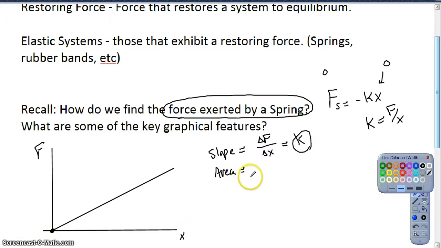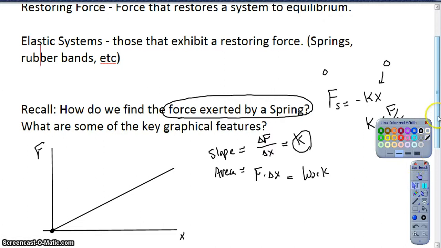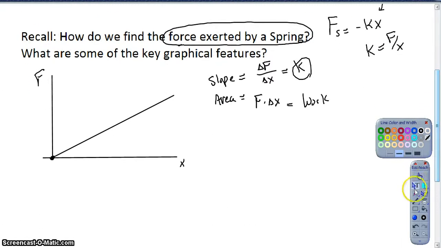What about the area underneath the curve? Well, what does force times distance represent? Force times distance is the work done, right? Which we'll look at a little bit more later in this chapter. But anyway, those are the first two questions I do want you to be thinking about. So the slope is the spring constant, the area is the work done by the spring, or the energy stored in the spring. Right? So those are things to make sure you're pretty comfortable with.